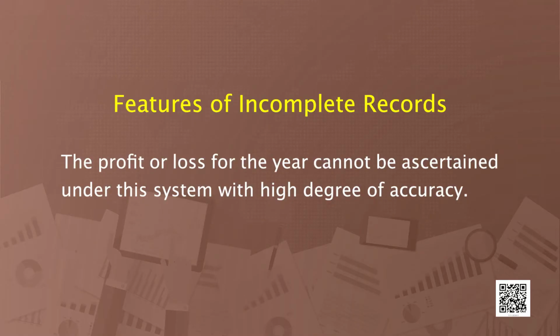Now, the profit or loss for the year cannot be ascertained under this system with a high degree of accuracy. As the name says, this is incomplete record. So, how can you ascertain profit or loss accurately? This is also a feature, or say disadvantage. Students, always remember, you can easily filter advantages and disadvantages when you learn features of any concept.